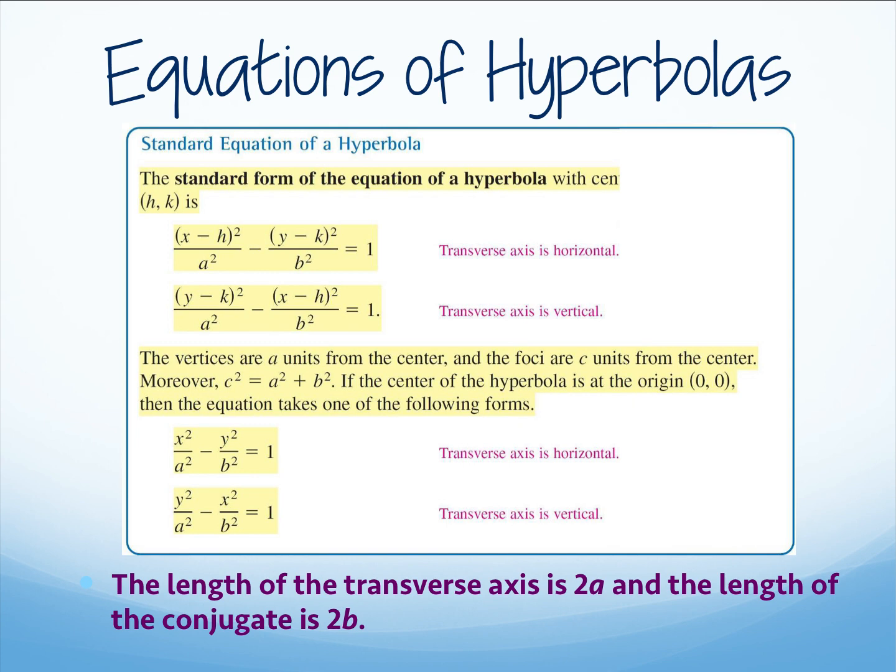On the next slide, again, we have our two standard forms for hyperbolas. So the first one is when our transverse axis is horizontal. The second one is vertical. And then another difference between these and what we did yesterday with ellipses is our little formula to find C has a plus in the middle. So it's C squared is equal to A squared plus B squared. So this is different than ellipse.